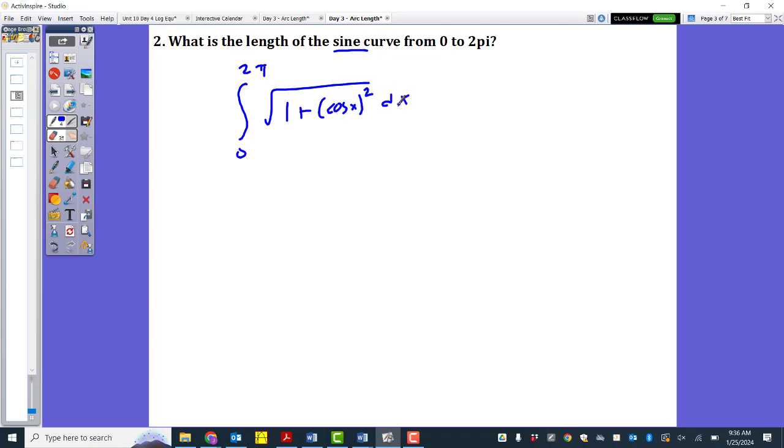Now, most of these are not going to be ones you can do by hand, so we would just plug into the calculator and get our answer. I'm not going to go through the process of plugging it in. I trust you to do it. Just make sure it's in radians. Okay, that's really the whole thing.